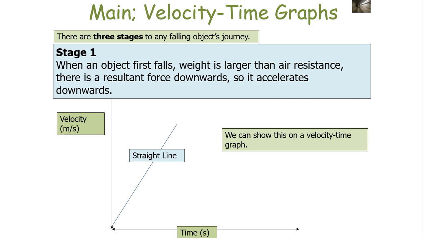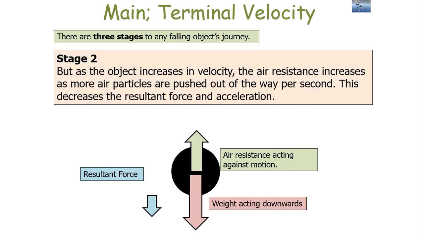So, what do we have in our velocity time graph for this first stage? Well, we've got a constant acceleration downwards, so we've got a straight line like this. Constant positive gradient, constant acceleration. But as the object's accelerating, it's increasing in velocity. So this means that the air resistance is increasing because more air particles are being pushed out of the way every second by the object as it falls, because it's falling faster. So as a result, the air resistance increases in size.